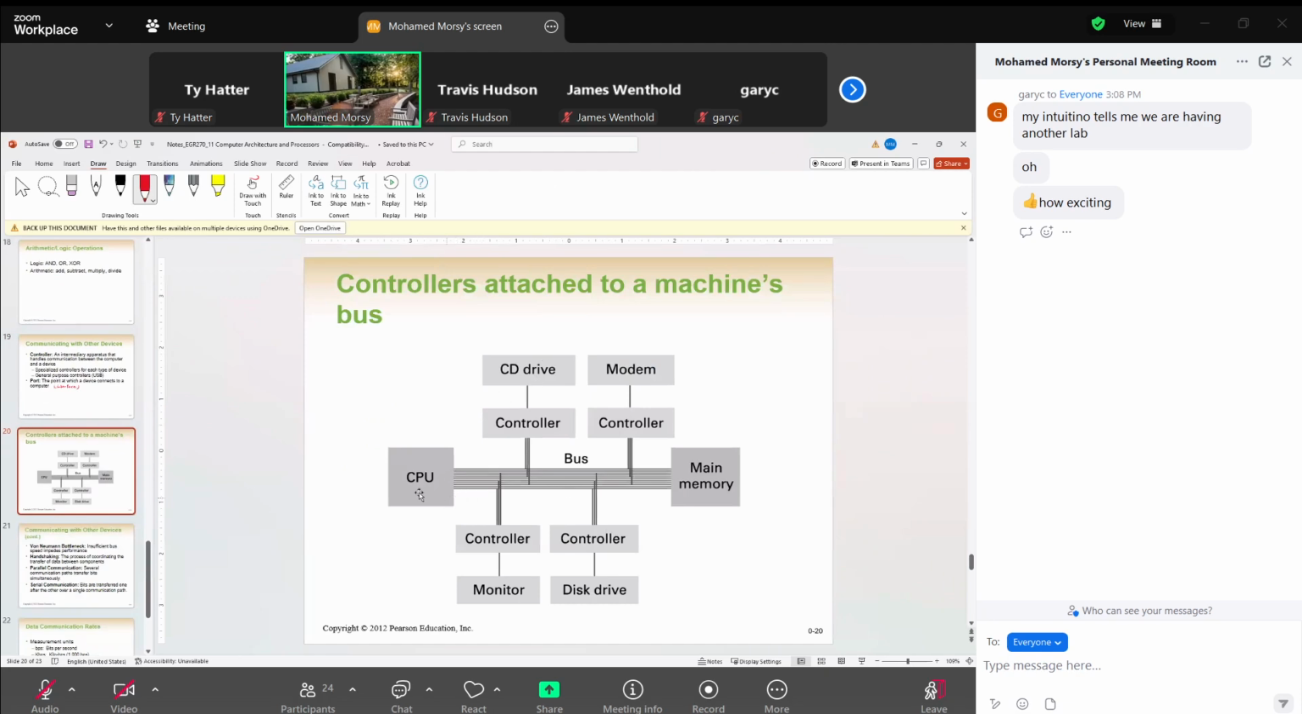So we can see here the connection between the CPU and the main memory through a bus. The modem is connected to the computer through a controller, the monitor is connected through a controller, and as you see, each device is connected to the computer through a controller.